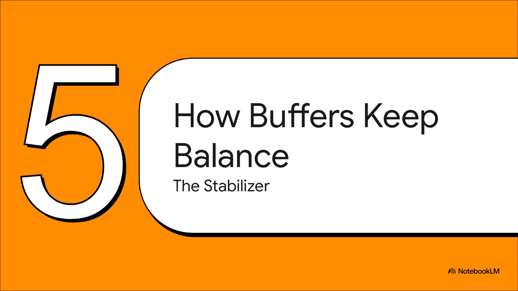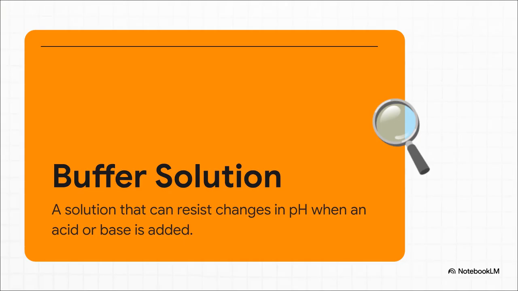So we know pH can go up and down when you add acids or bases. But what if a system, say a living thing, absolutely cannot let its pH change? And that brings us to our final topic, these amazing chemical systems called buffers. So what is a buffer? You can think of it like a chemical shock absorber for pH.